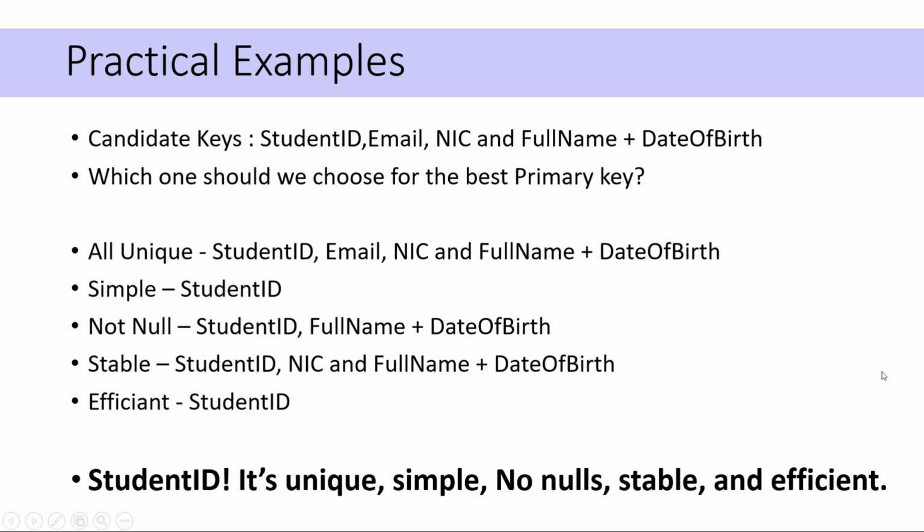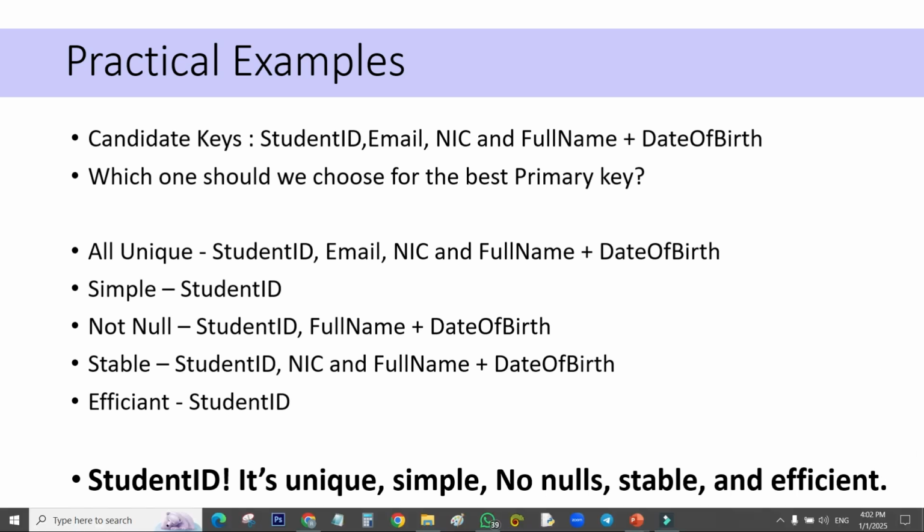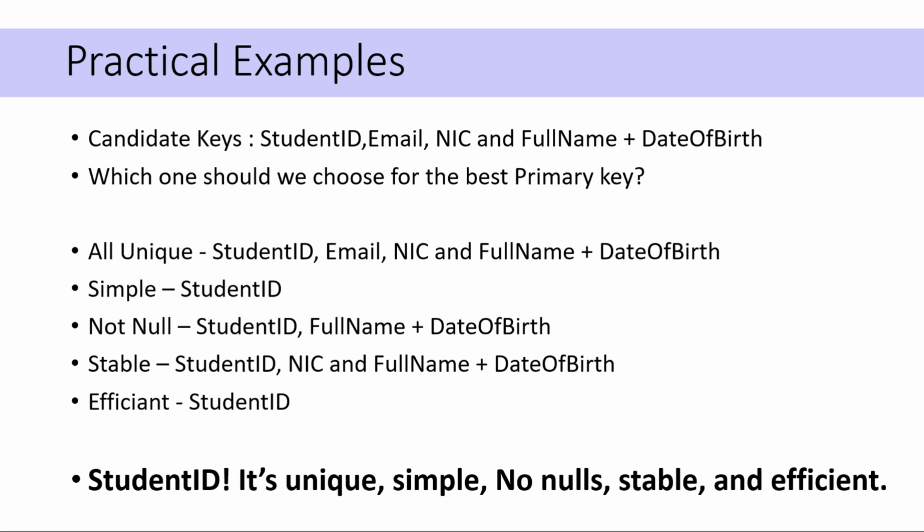Third, consider the null values. Email, NIC might be null for some students. Okay. Fourth, look for stability. Email could change, but student ID, NIC won't. And finally, think about performance. An auto-incremented student ID is faster to index and query. Okay. Then what should we select as the best primary key? Student ID. It's unique, simple, stable and efficient.